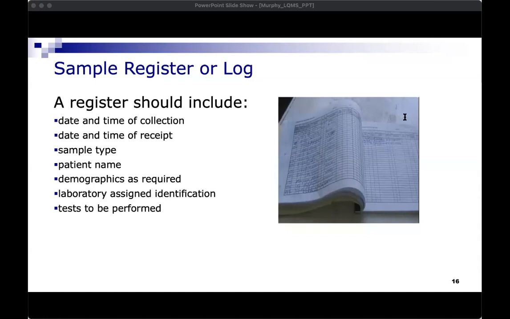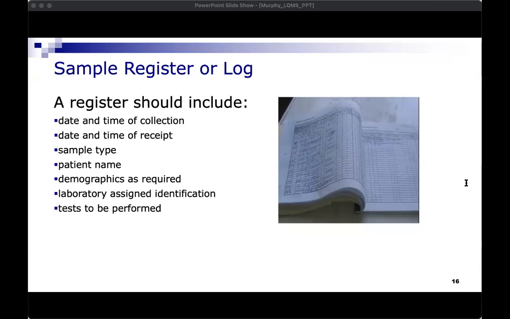The register should include things like the date and time of collection, the date and time of receipt, so you can track how long it's taking to get to the lab, the sample type, the patient name, the demographics, if that's required, and the laboratory assigned identification. Not every lab may have that policy, but sometimes labs will assign their own laboratory ID or a session number, and then the tests that are requested to be performed on the sample. That's just an example of things that your sample log should include.